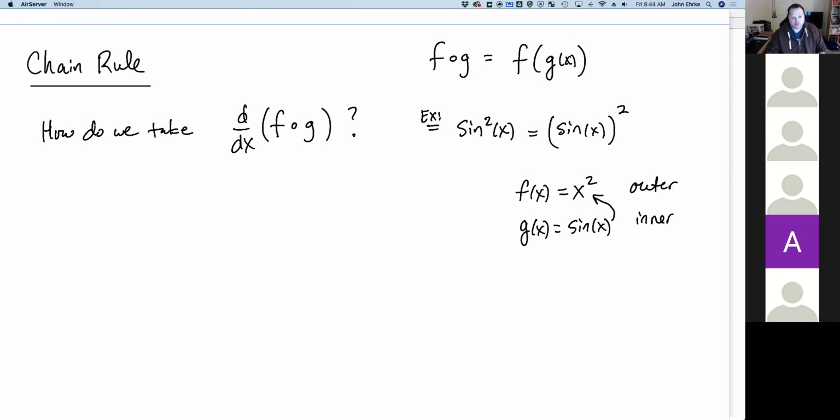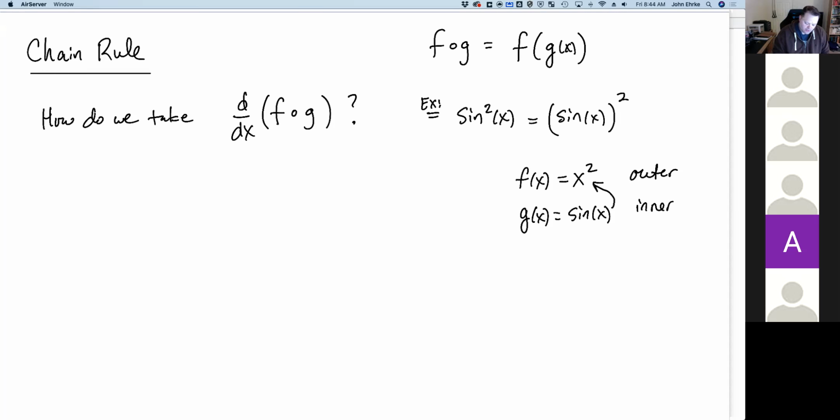So let's look at a couple of examples. I'll write down what the rule is. I'll do a couple of examples with you, and then we're going to do a ton of examples on Monday. So the chain rule is: the derivative of f composed with g is the derivative of the outer function with the inner plugged in, times the derivative of the inner function.